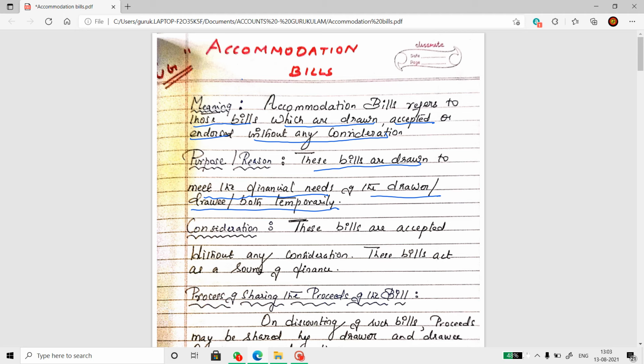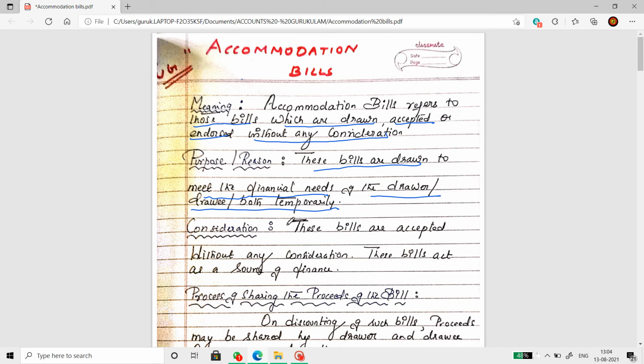So the main difference between an accommodation bill and the other bills. Now what are the other bills? Trade bills. These bills, trade bills, are drawn to settle business transactions. Trade bills are bills that are drawn to settle our business transactions, and they are accepted for a consideration. Whereas accommodation bills are drawn to meet the financial needs of either a drawer or the drawee or both parties.